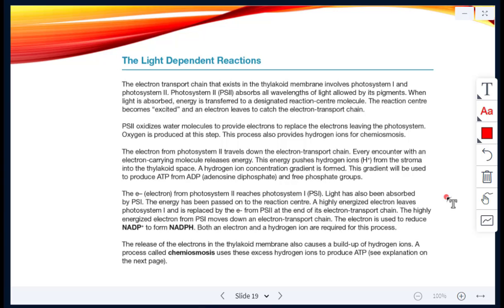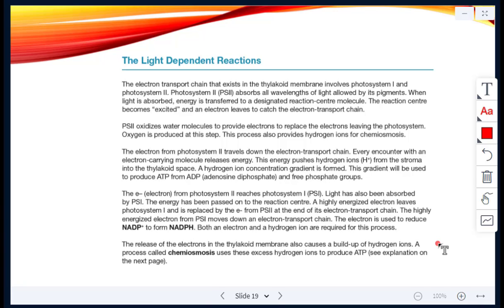The electron from photosystem 2 then reached photosystem 1, or PS1. Light gets absorbed by the PS1. Energy gets passed on to the reaction center. A highly energized electron leaves photosystem 1. It's replaced by the electrons from PS2 at the end of its electron transport chain. The highly energized electron from PS1 moves down an electron transport chain. That electron then is used to reduce NADP plus to form NADPH. Both an electron and hydrogen ion are required for that process.